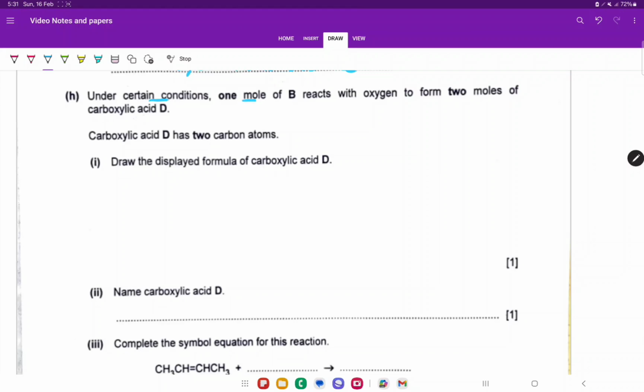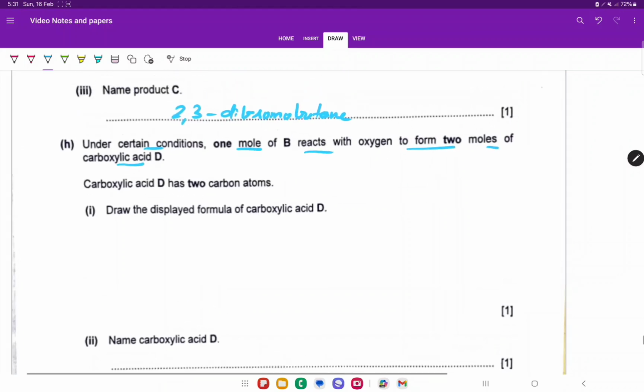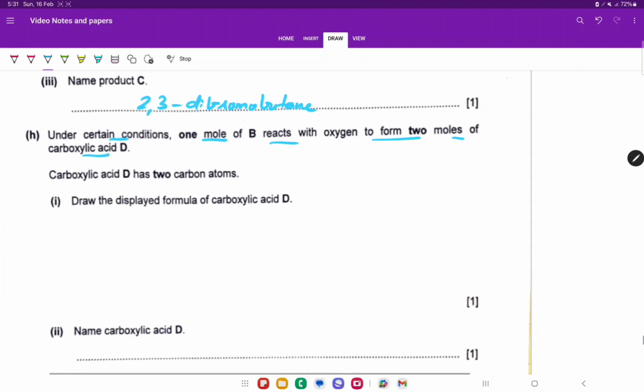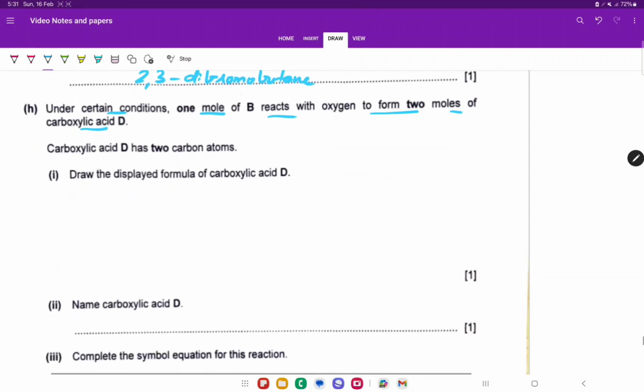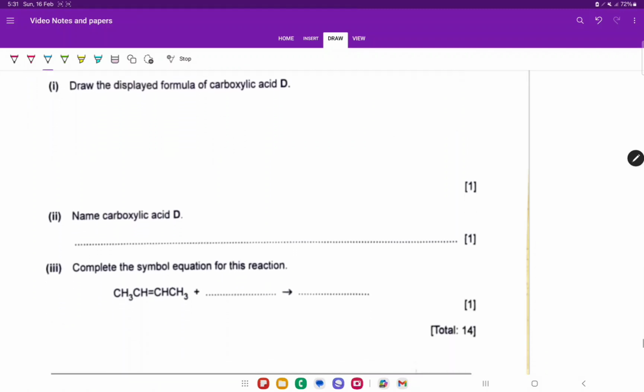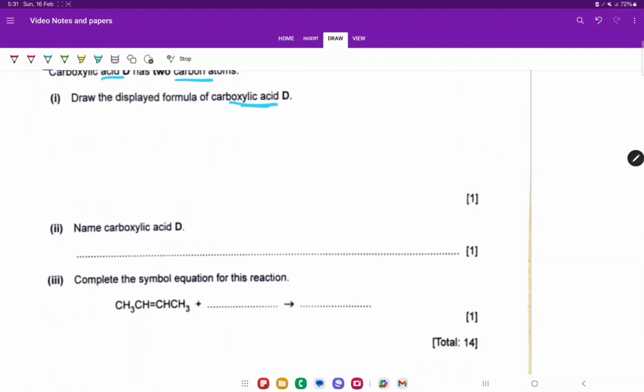Under certain conditions, 1 mole of B reacts with oxygen to form 2 moles of carboxylic acid D. Carboxylic acid D has 2 carbon atoms. We don't require these conditions. Draw the displayed formula of carboxylic acid D.